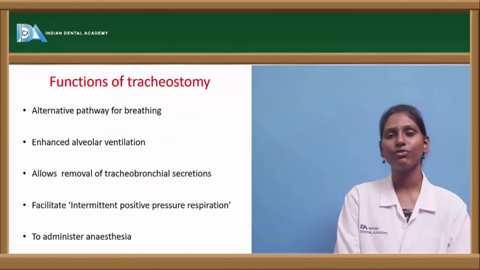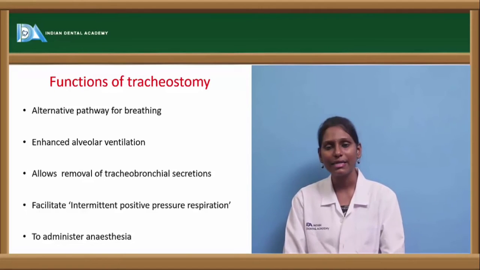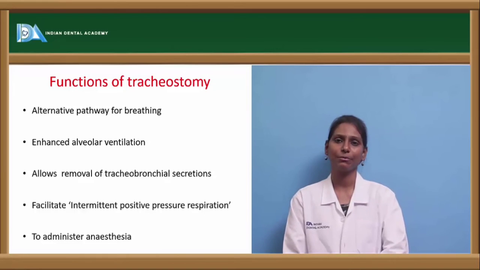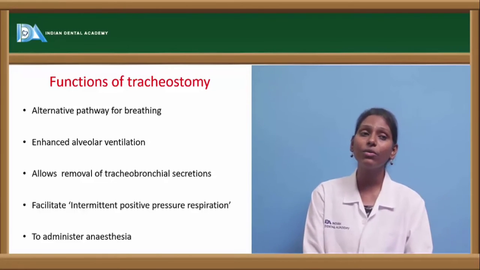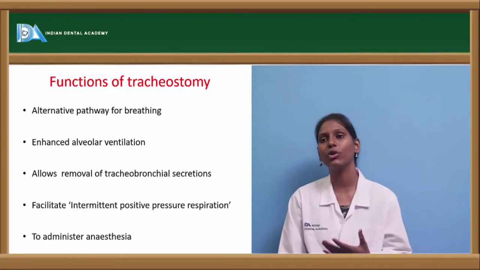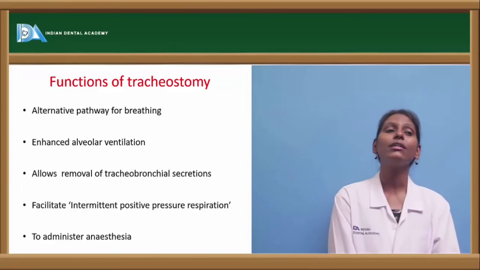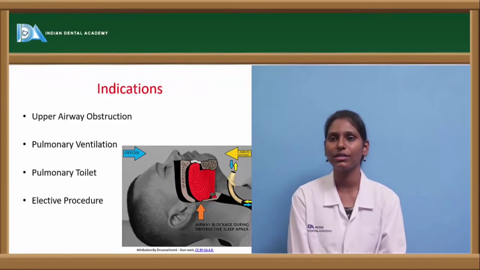Coming to the functions of tracheostomy, what does this tracheostomy do? This tracheostomy will create an alternate pathway for breathing. It will enhance your alveolar ventilation. It will remove any tracheobronchial secretions that are present, and it will also facilitate intermittent positive pressure respiration, and it will also be useful to administer anesthesia.